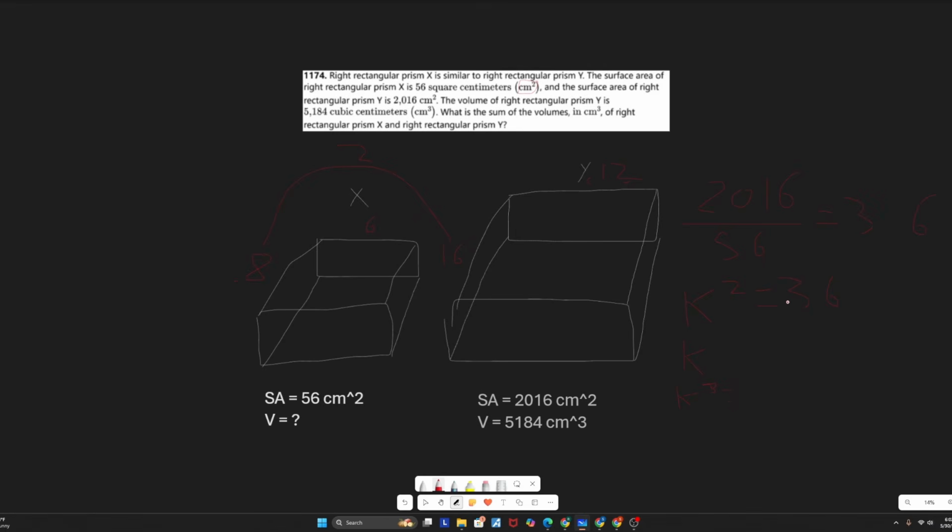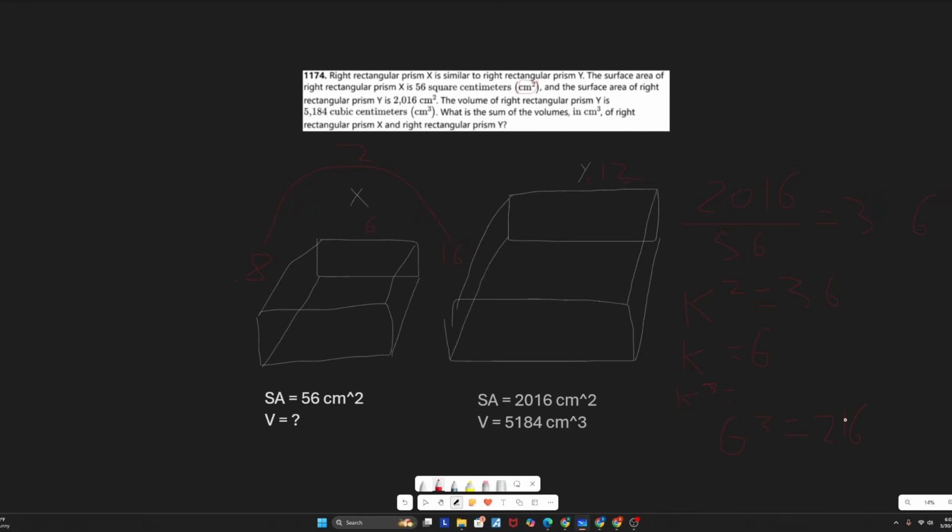So if k squared is 36, that means you take the square root of both sides to find what k is. So the square root of 36 is just 6. And now you can plug in k equals 6 into k cubed over here. So 6 cubed would be 216. And that right there is your volume scale factor.